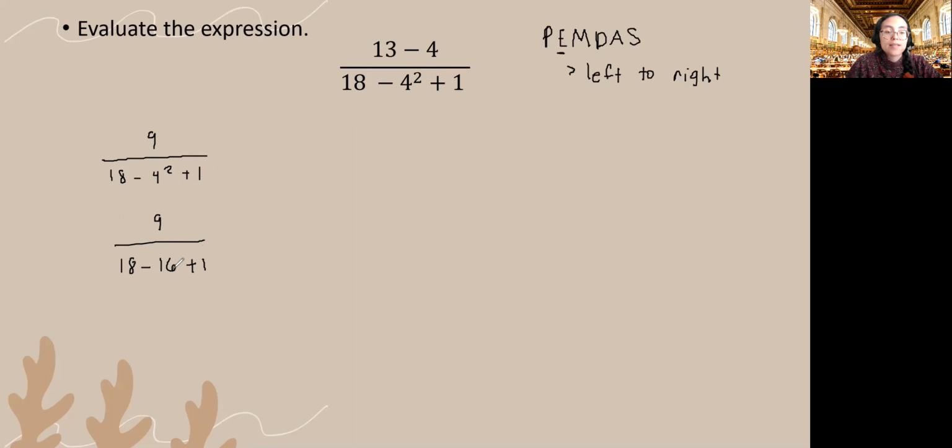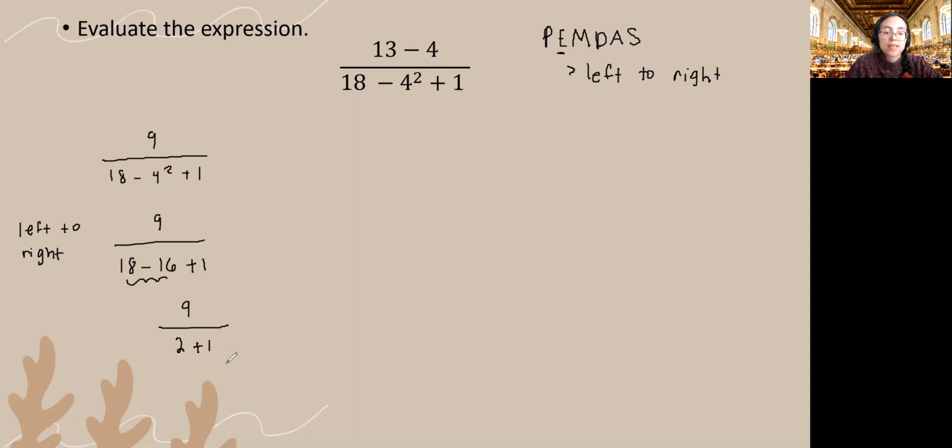Now I have 18 minus 16 plus 1. So I have subtraction and I have addition. So here we're going to work from the left to the right. So we're going to start right here. So I'm going to write 9 divided by 18 minus 16, which is going to give us 2. And I bring down my plus 1.